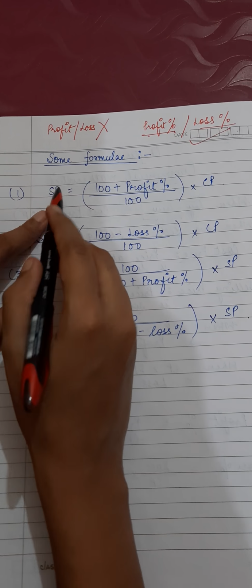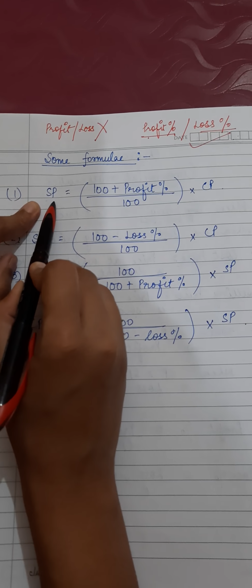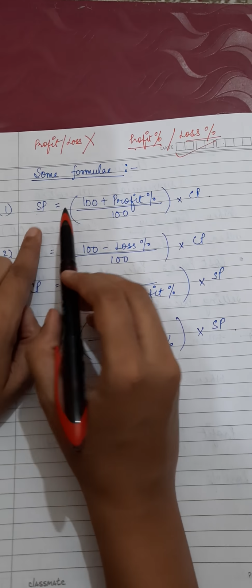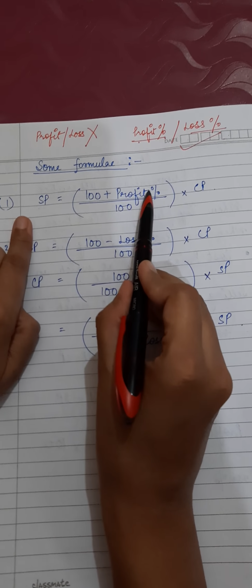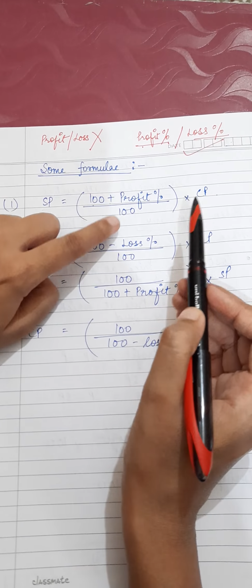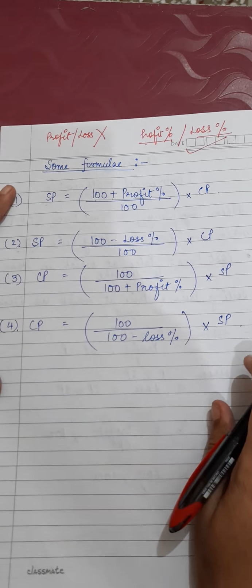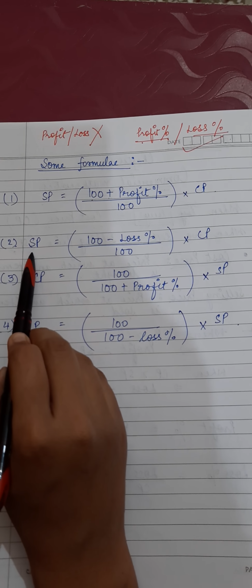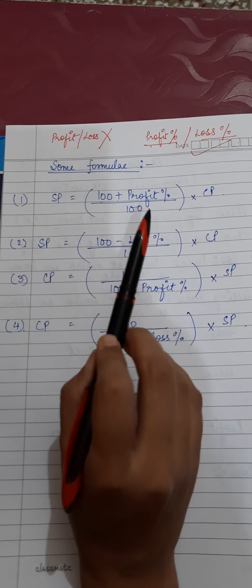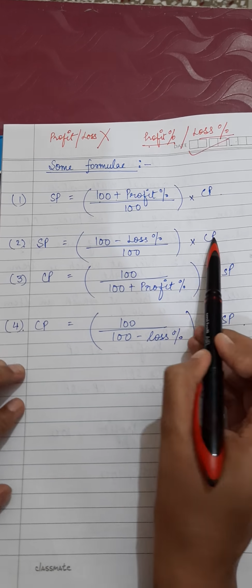Let us see. If you have to find the selling price, and for this selling price, profit percent and CP are given, then you apply this formula. What is the formula for selling price? 100 plus profit percent, whatever the value, divided by 100, and multiply the complete thing with CP, the cost price. Similarly, if you have to find the selling price when loss percent and CP are given, then the formula is 100 minus loss percent upon 100 into CP.